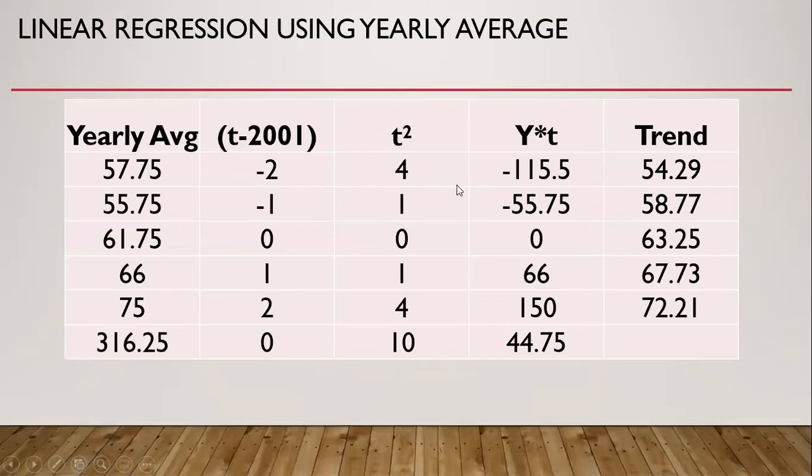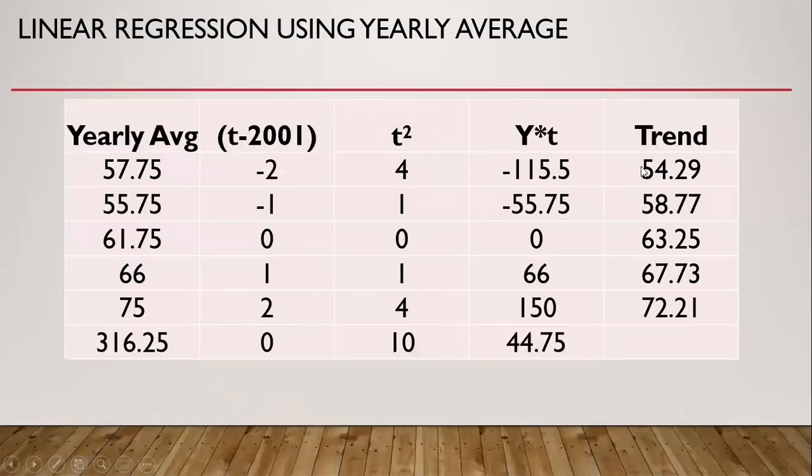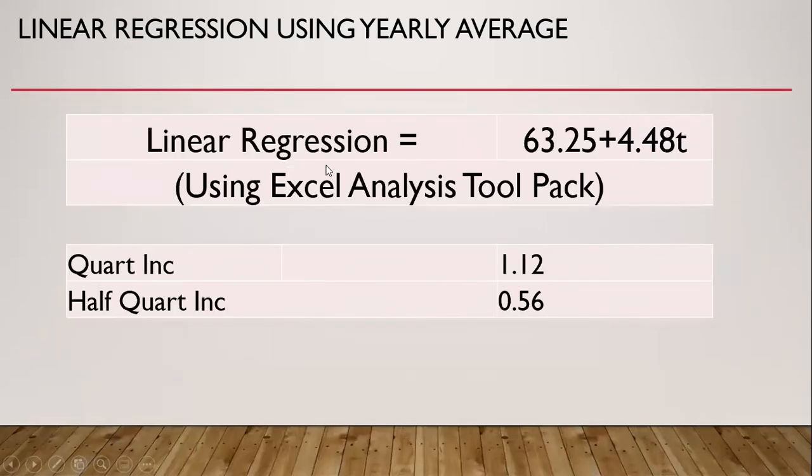Therefore, using the linear regression equation, we can calculate the trend values for the year 1999, year 2000, year 2001, year 2002, and year 2003. So these are the trend values for each year. Then, since this is the increment per year, this is the quarterly increment, that is 4.48 divided by 4, which is 1.12, and this is the half quarterly increment.